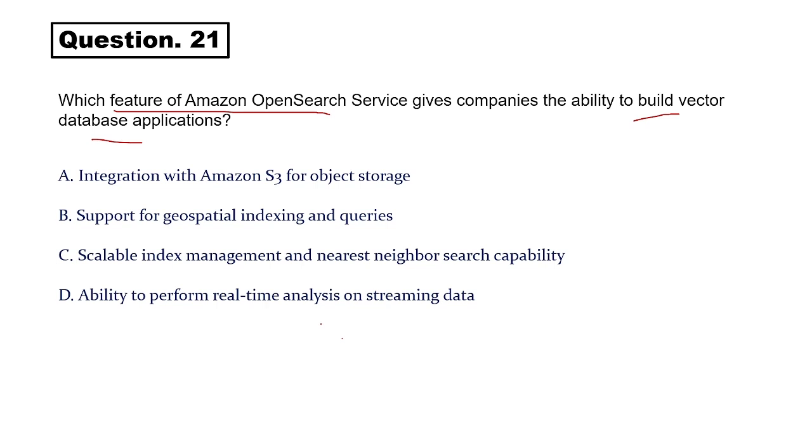Okay, now let me reveal the correct answer. The correct answer here will be option C, that is scalable index management and nearest neighbor search capability. Because the key feature of Amazon OpenSearch that enables companies to build a vector database is its KNN, that is K-nearest neighbor functionality, and that is specifically provided through the KNN plugin. So this allows OpenSearch Service to act as a vector database with efficient vector similarity search capabilities. So option C is correct here.